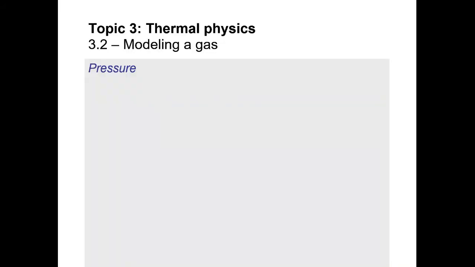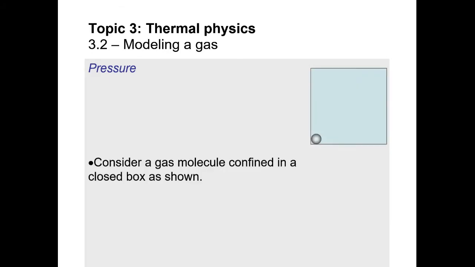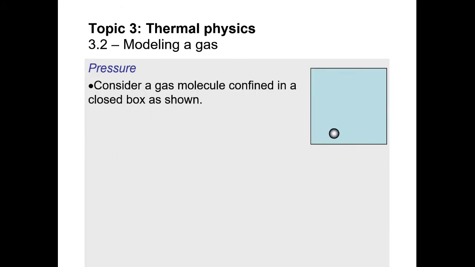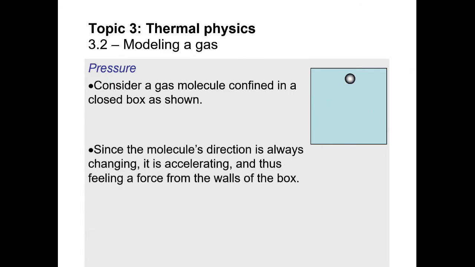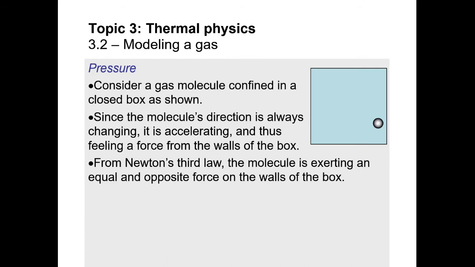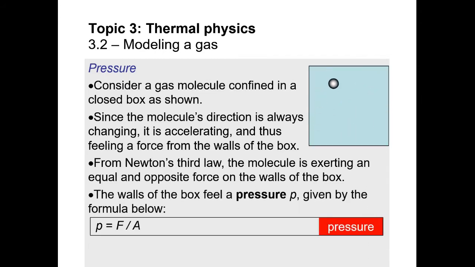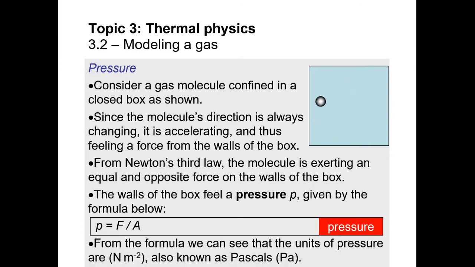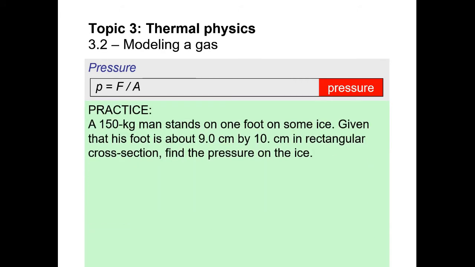Topic 3, thermal physics. We're going to start with modeling a gas pressure. Consider a gas molecule confined in a closed box as shown. Since the molecule's direction is always changing, it is accelerating and thus feeling a force from the wall of the box. Based on Newton's third law, the molecule is exerting an equal and opposite force on the wall of the box. So the pressure is defined as force per unit area, and the unit is Newton per square meter or Pascal. We have an example.